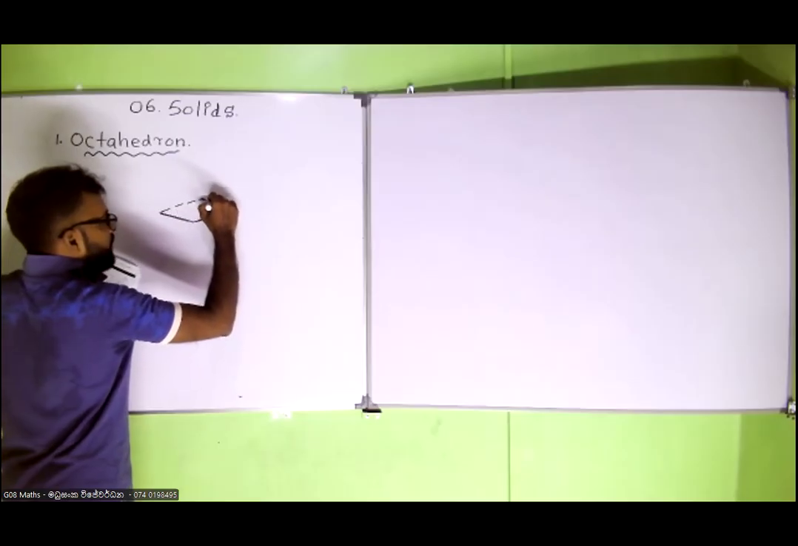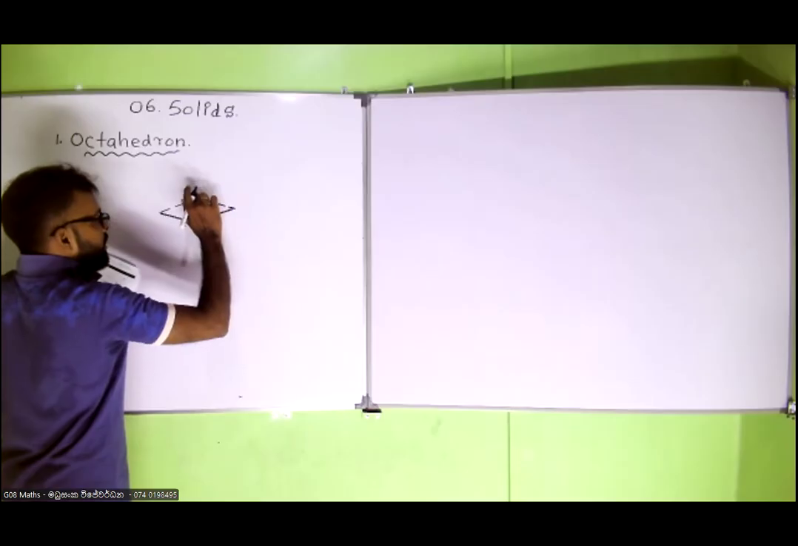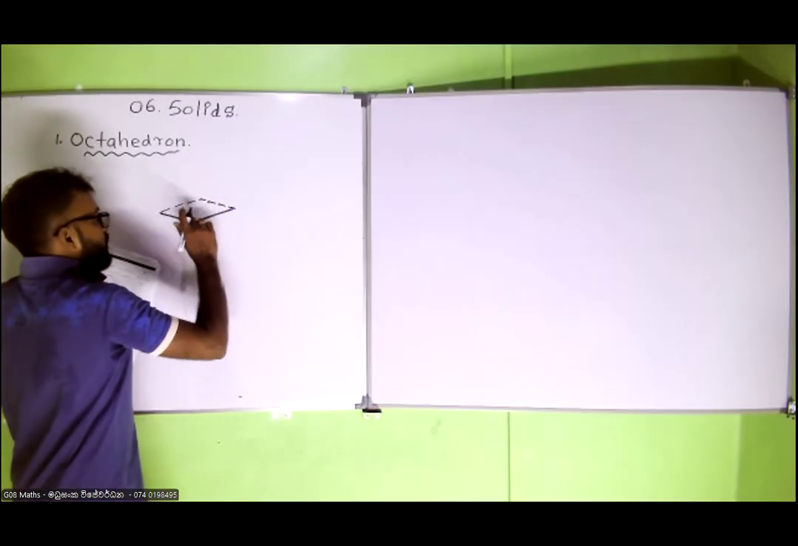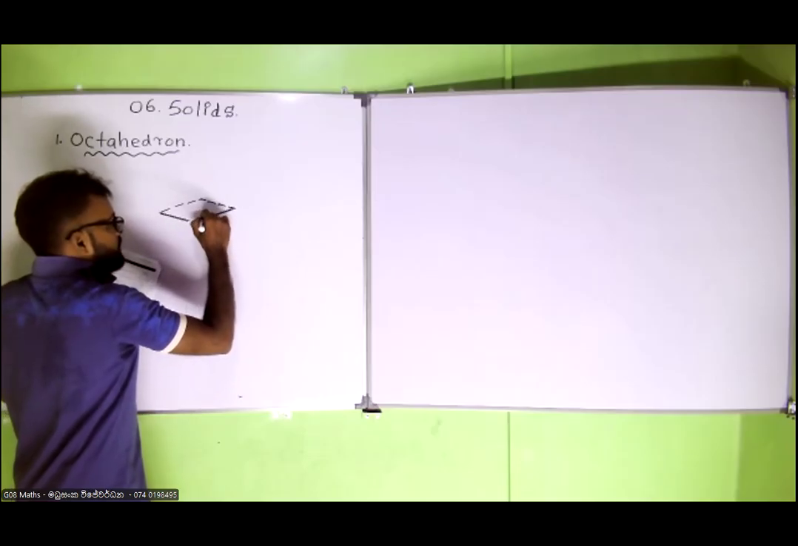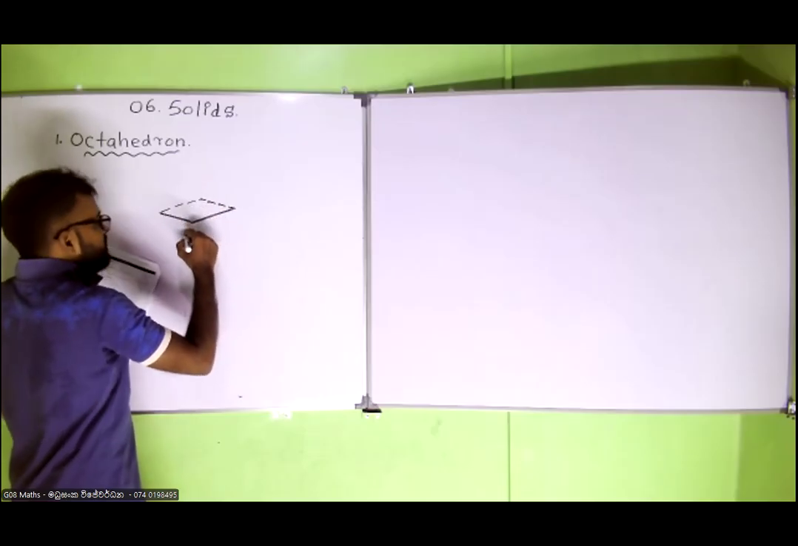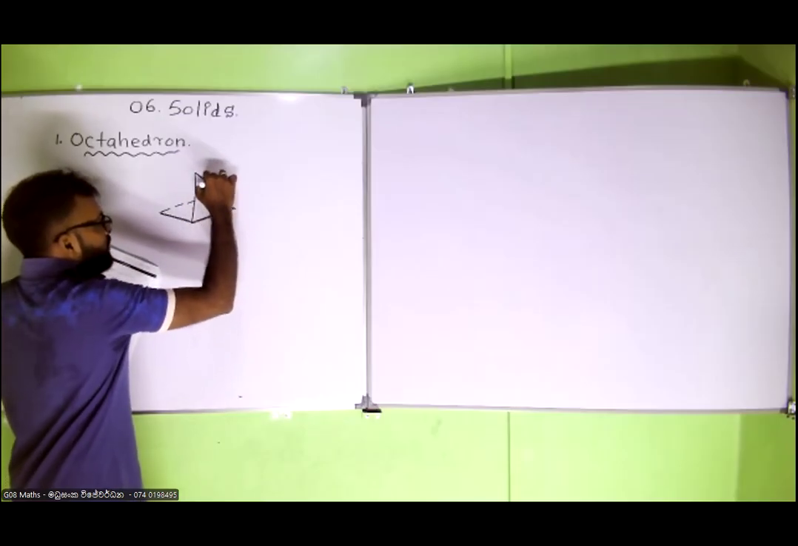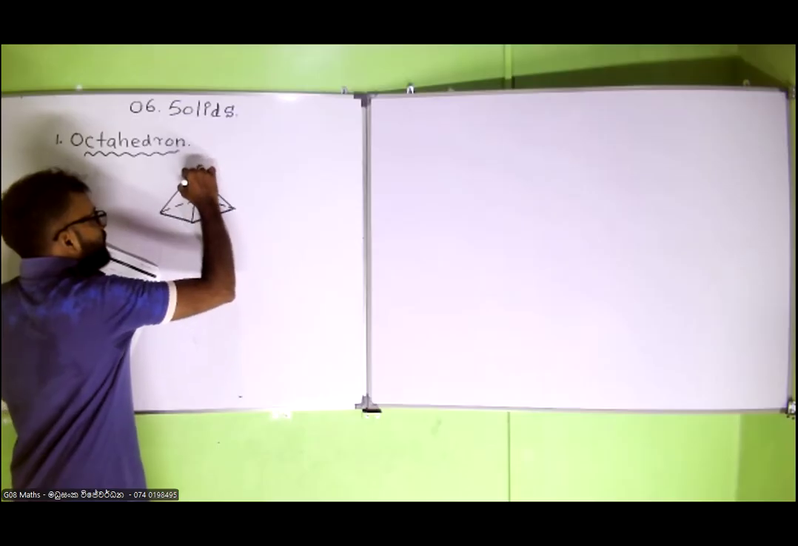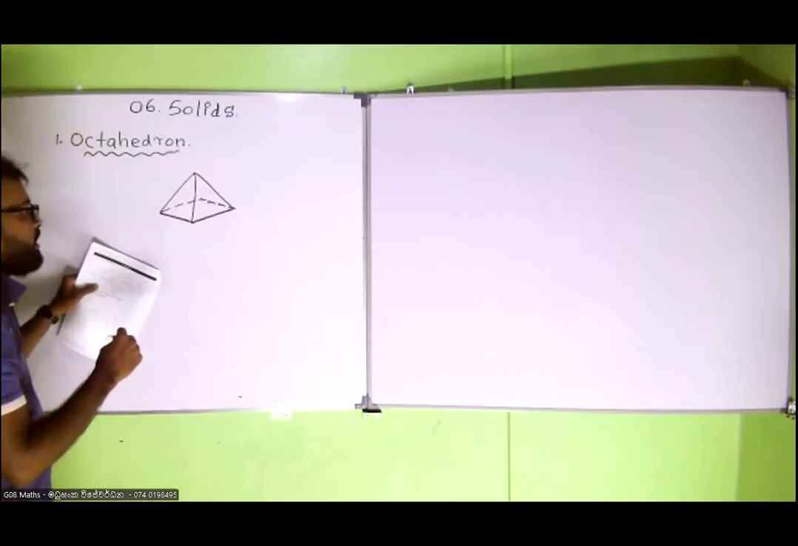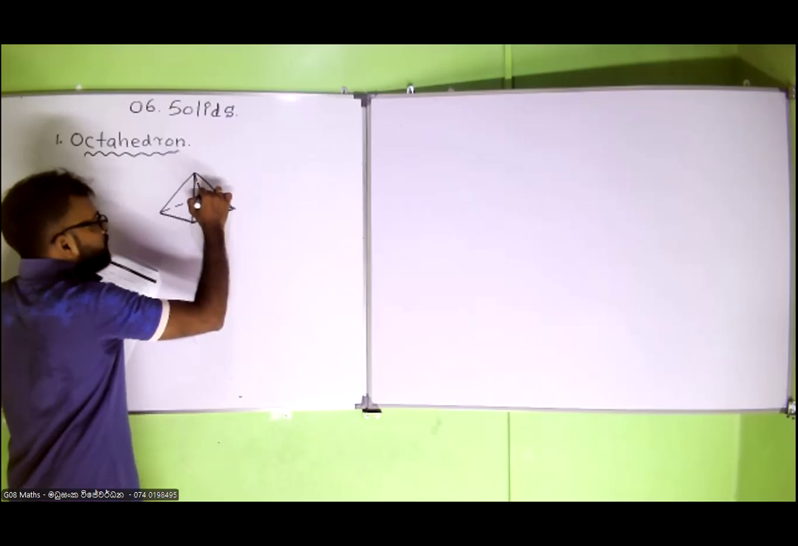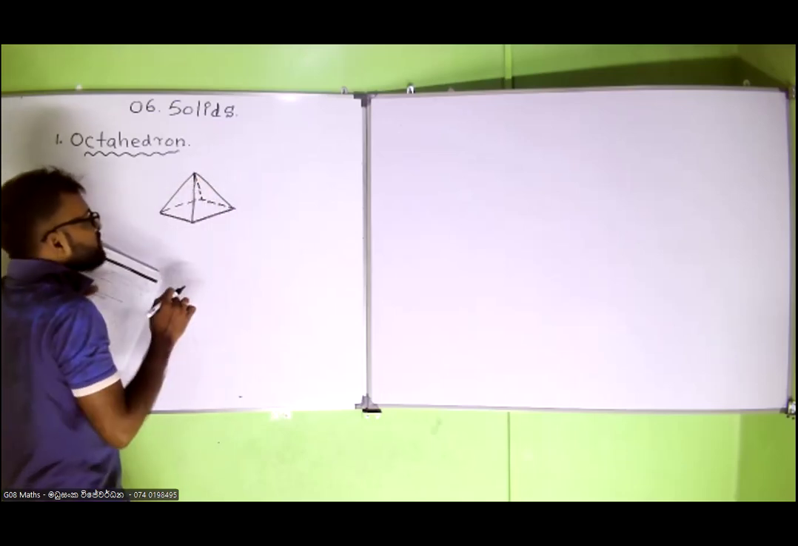I have already given it in the figure, in the tube. So no need to worry, no need to waste our time on drawing this. And this is the topmost square pyramid, and this side you cannot see, so I have used a dotted line here.